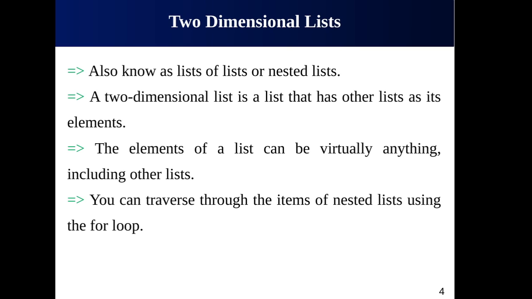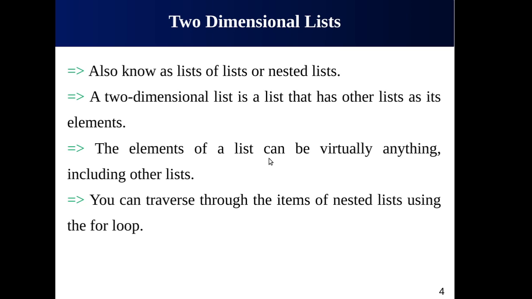A two-dimensional list, so we can say that it is a list that has another list as its element. Normally a one-dimensional list has elements like integer, floating point, boolean, or string, while a two-dimensional list will have another list as its element, and that sublist will contain the elements. So the element of a list can be virtually anything. It could be integer type, float type, string type, or boolean type.